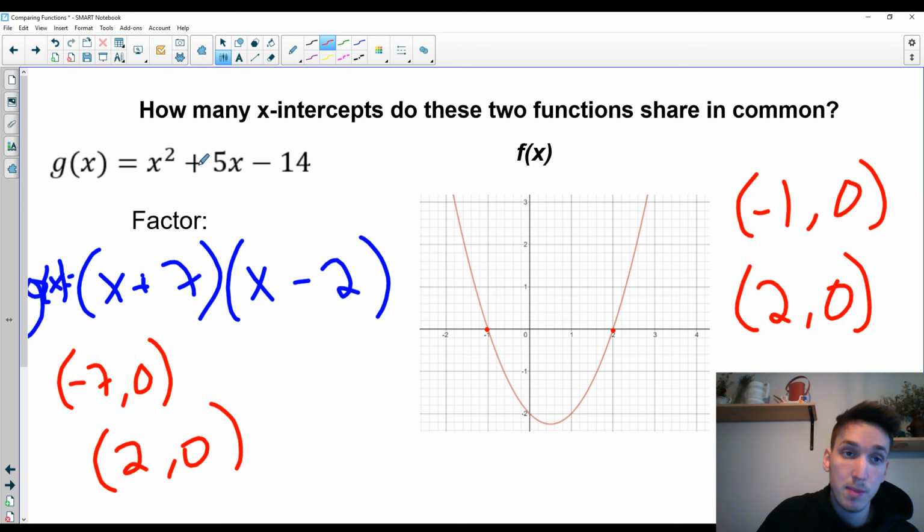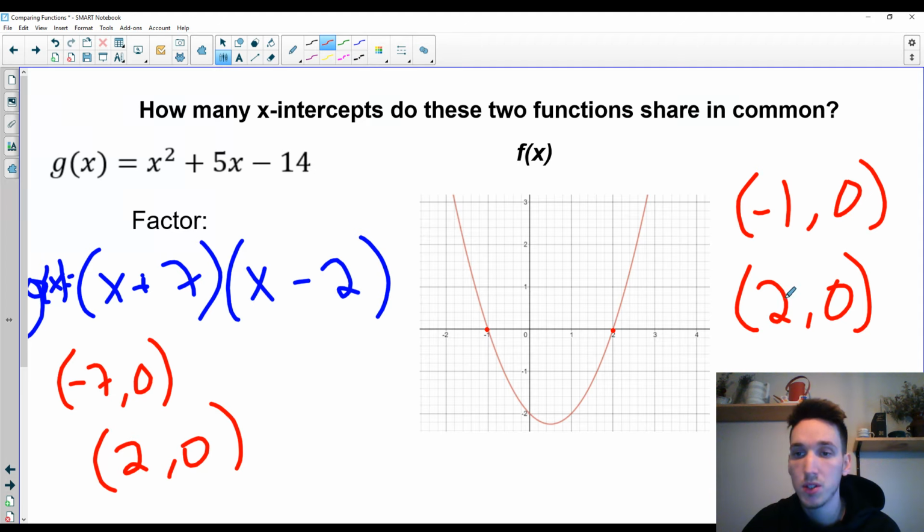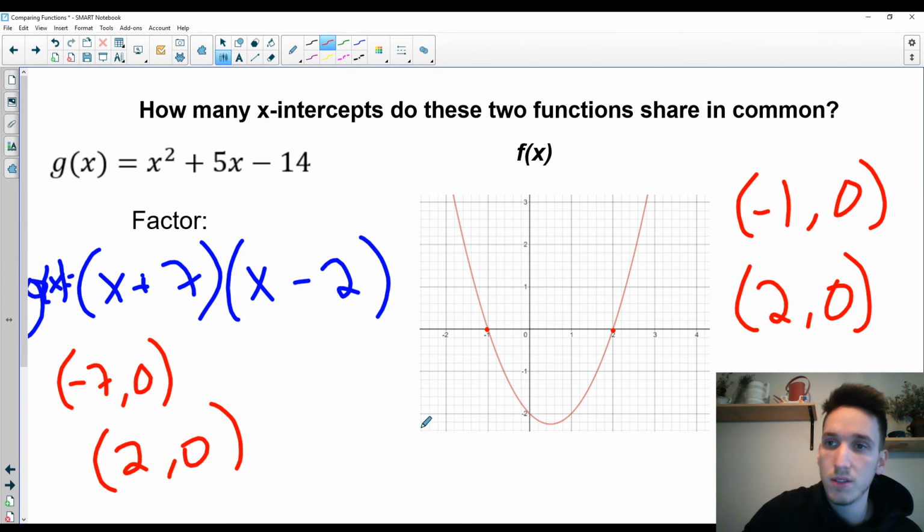So the question says, how many x-intercepts do these functions share in common? Well, the x-intercepts of g of x are -7, 0, and 2, 0. Those are the two points where that function crosses the x-axis. For f of x, the two x-intercepts are -1, 0, and 2, 0. So obviously we see they share 2, 0 in common. So how many x-intercepts do they share in common? The answer is 1.